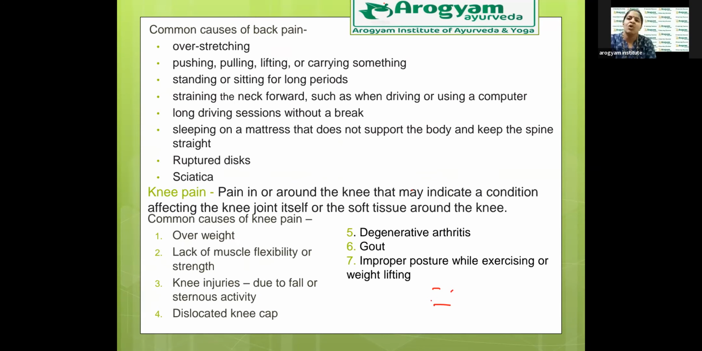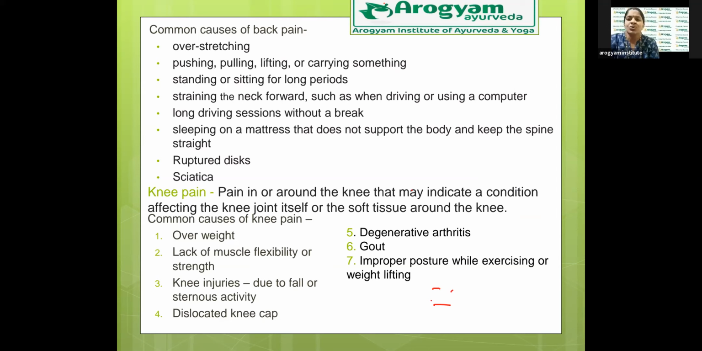Standing and sitting for long periods. So those who have this type of job, they have to sit for long. Teachers, conductors, and many other salesmen, shopkeepers, they sit for a long time, right? So wrong posture of sitting or standing can also be the cause for joint pain. Straining the neck forward, such as when using a computer. So what you all are doing now, what I'm also doing now, but you can minimize the ill effects if the computer screen is at eye level.